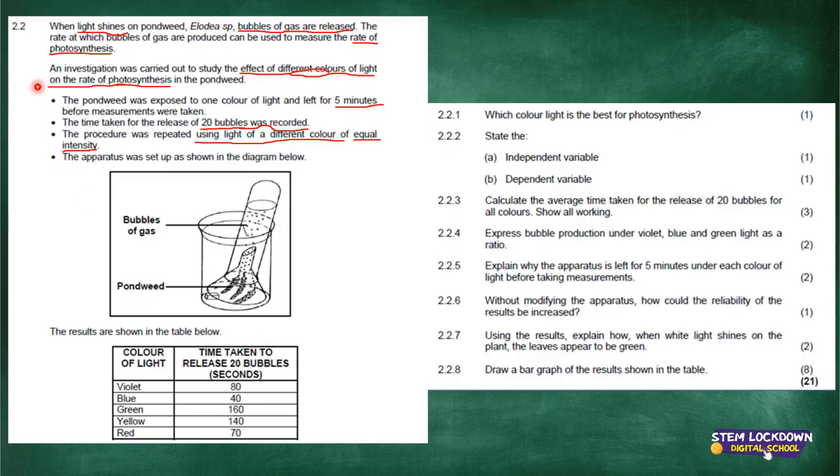Okay. So question 2.2 reads, when light shines on pondweed, Elodea sp, bubbles of gas are released. The rate at which bubbles of gas are produced can be used to measure the rate of photosynthesis. An investigation was carried out to study the effect of different colors of light on the rate of photosynthesis in the pondweed. The pondweed was exposed to one color of light and left for 5 minutes before measurements were taken. And then the time taken for the release of 20 bubbles was recorded. The procedure was repeated using light of different colors of equal intensity. The apparatus was set up as shown in the diagram below. The results are shown in the table below. Okay.